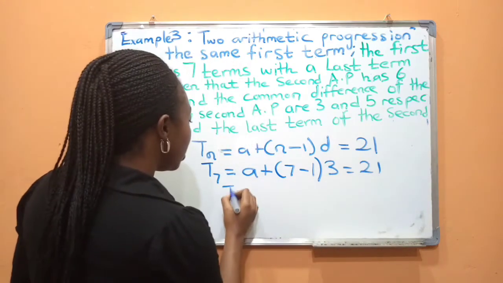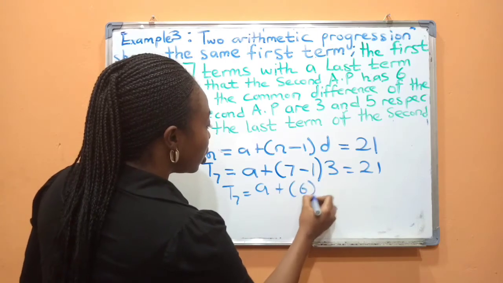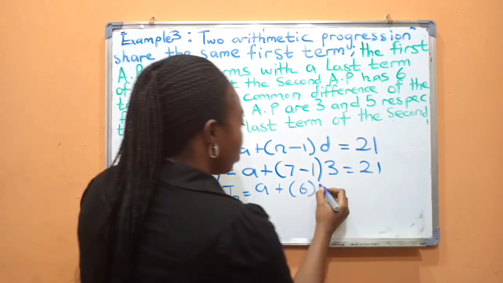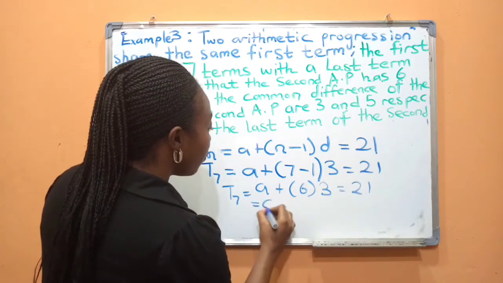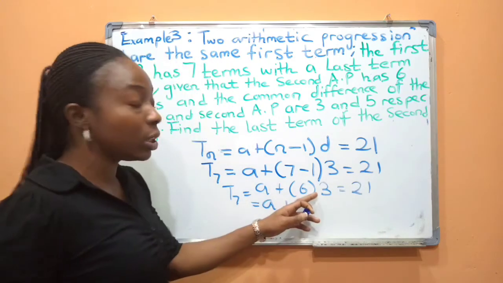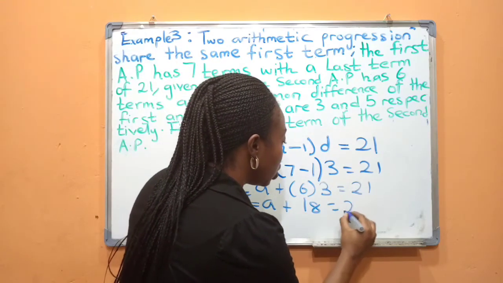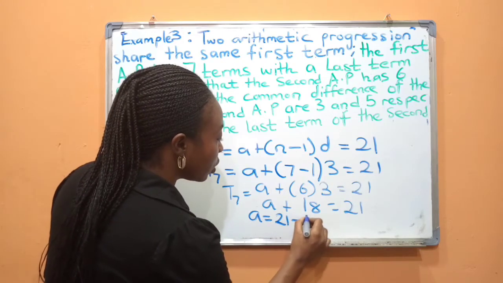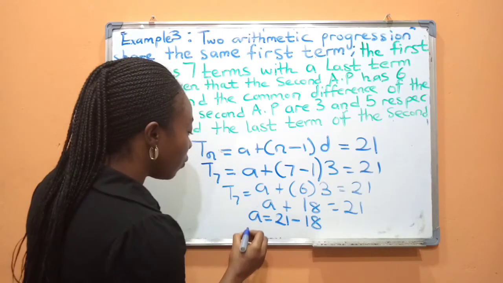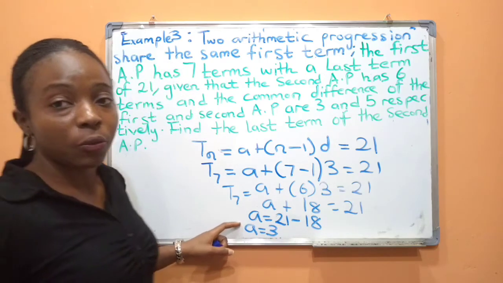So we have T7 equals A plus 6, okay? Then times 3 equals 21. So we're going to have A plus 6 times 3, which is going to give us 18. So we're going to have A plus 18 equals 21. A is equal to 21 minus 18. So the value of A is what? 3. And remember, A refers to the first term.